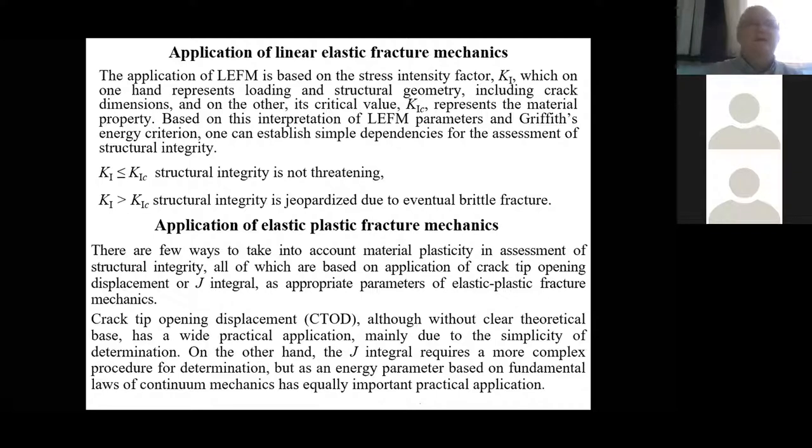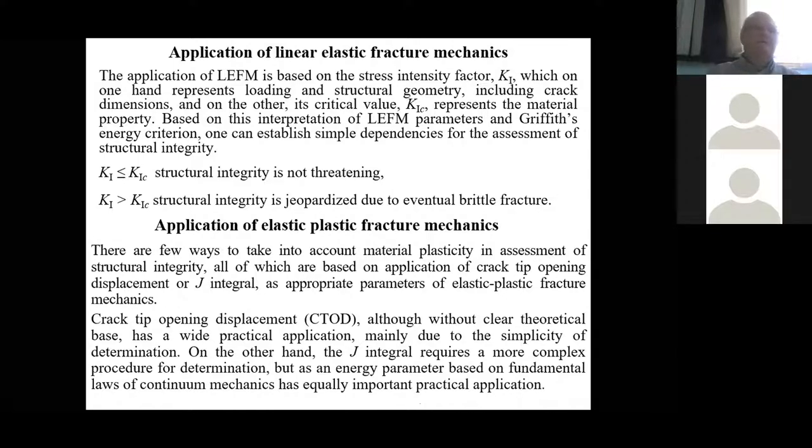So now we come to the example that will explain or illustrate how we can, in a really simple engineering way, assess the structural integrity of a relatively simple welded component. In this case, it is a pressure vessel.